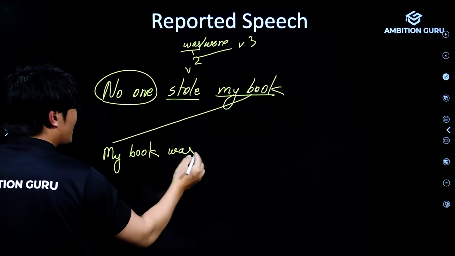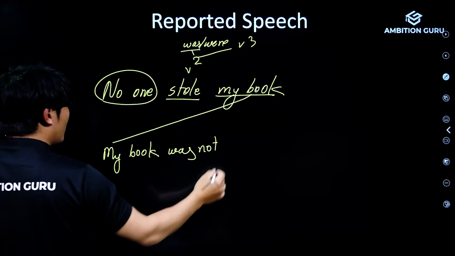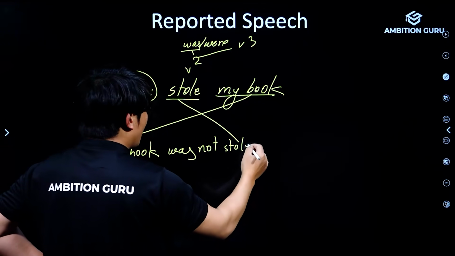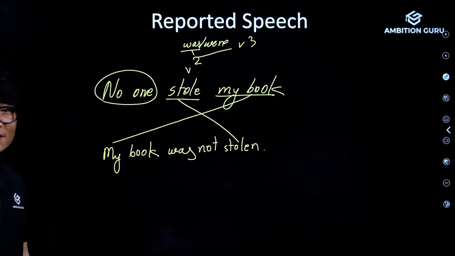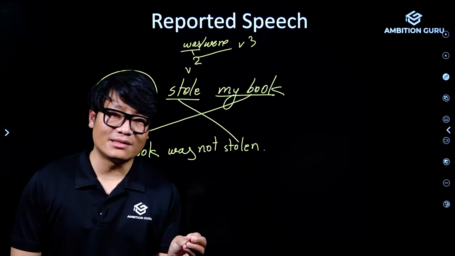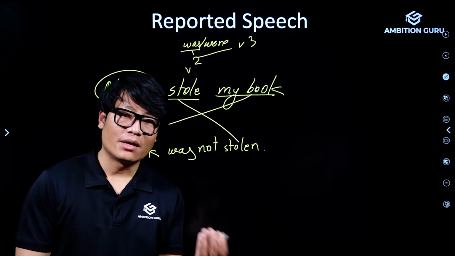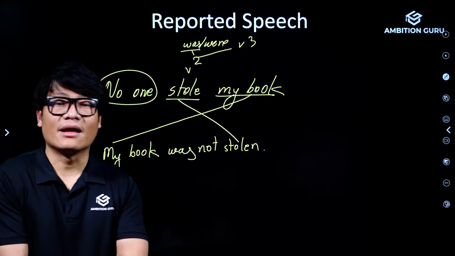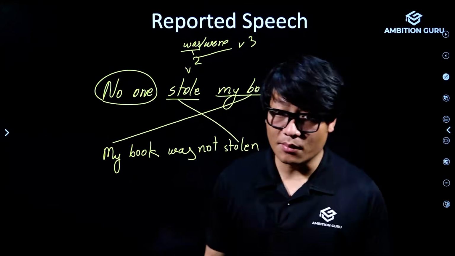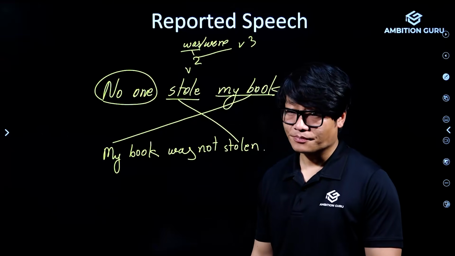No one is a negative, that's why not. My book was not, and verb 3 of stole is stolen. My book was not stolen. This is the answer. Yes, you all are sending me the correct answer. Bipin, Ayush, Sushant, Roshan. Yeah, absolutely, that's correct. So that means now you don't have a problem with passive voice.